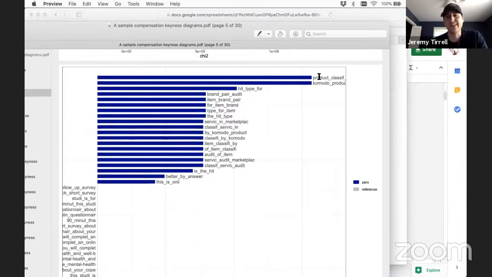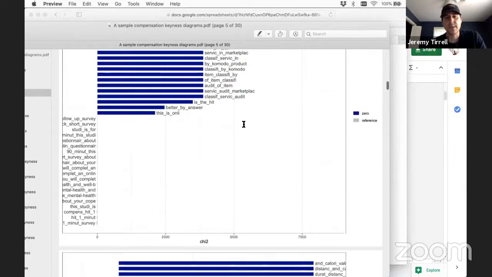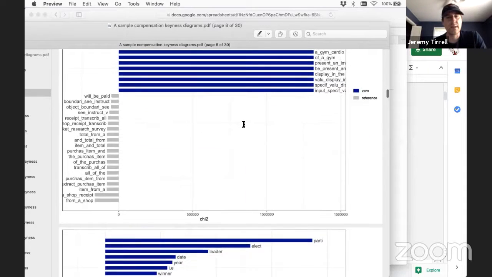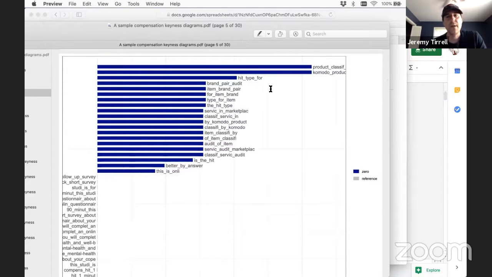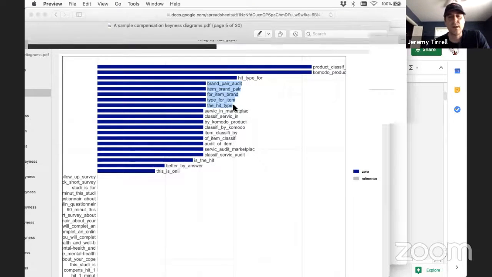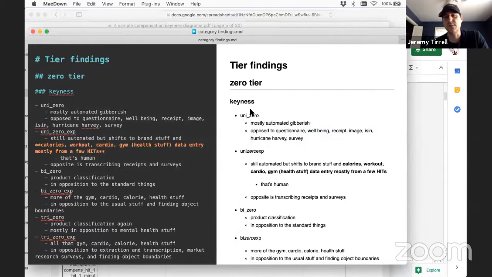And you can kind of get a sense of the overall nature of the tier if you look at things like, well, this is trigrams, not expanded, for the 0 category, right? And you kind of get a sense of, okay, both of these are product classification. Here we start seeing issues of brands, right? So you can get an overall sense of what's going on there.